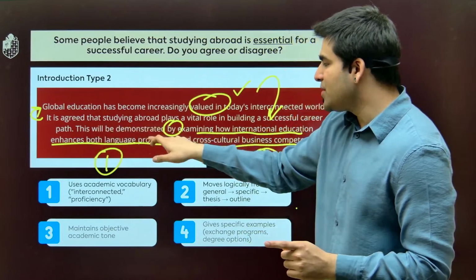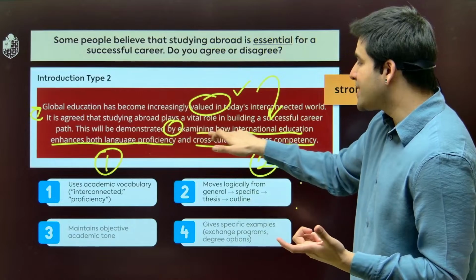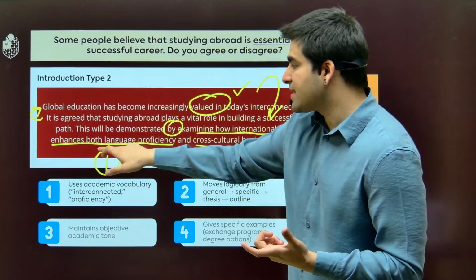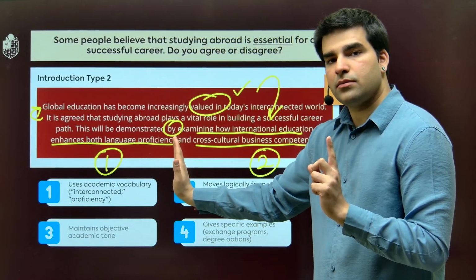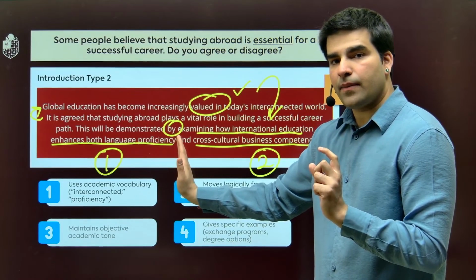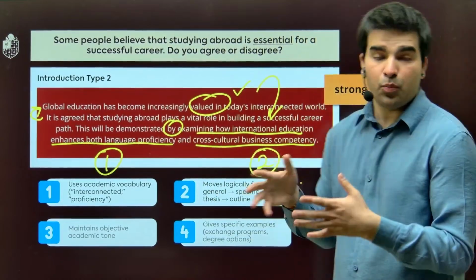This will be demonstrated. अब बोलने वाला है कि पहला main idea क्या है? By examining how international education enhances language proficiency. So this is main argument 1. This is outline statement, by the way. Main argument 2 is and cross-cultural business competency.